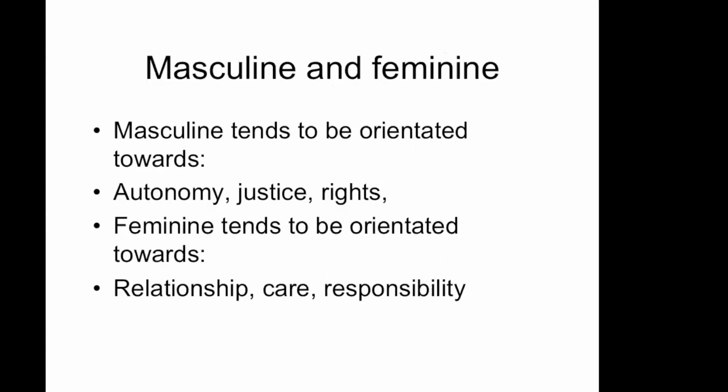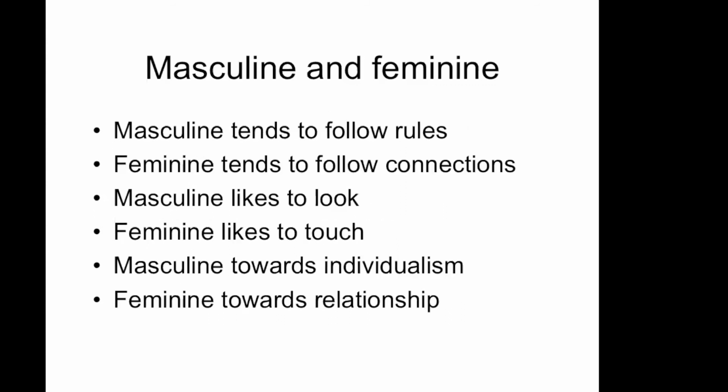So I'm going to just talk about masculine and feminine to give you an example of a type and how it works. People dispute this because it's a construct and they don't sometimes like the way it's formed, but this is the way Wilber kind of tends to form the masculine and feminine. So masculine tends to be orientated towards autonomy, justice, and rights. The feminine tends to be orientated towards relationship, care, and responsibility.